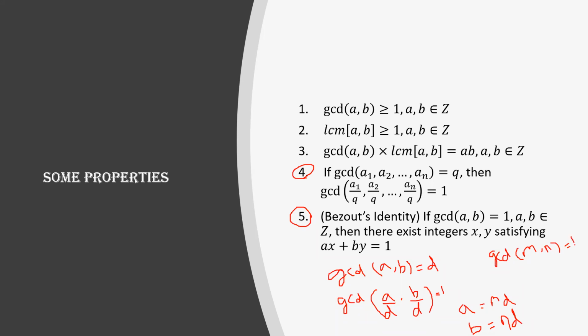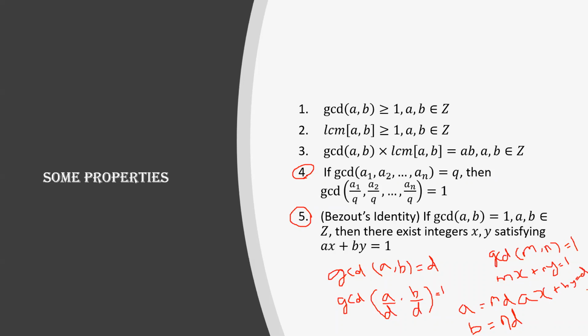Now again we can apply our fifth identity. When you apply the fifth identity, there exist integers x and y satisfying mx plus ny is equal to 1. Now what happens when you multiply by d on both sides? You get mdx plus ndy is equal to d. But md is nothing but a, and nd is nothing but b. So you have ax plus by is equal to d. That's it.